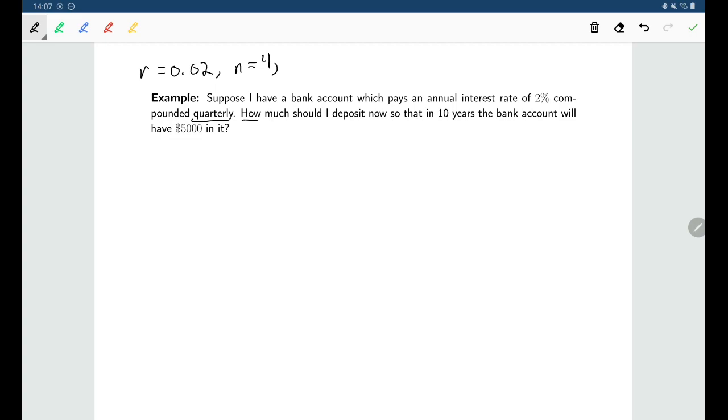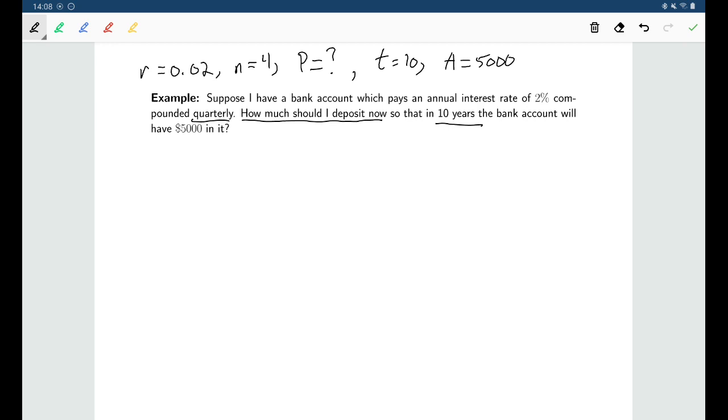We want to know how much should I deposit now. We want to know what is the principal. Remember, principal is the amount that we deposit now, and the amount A, that's our final amount that we'll have after, in this case, 10 years. So we know that T is 10, and we want our final amount of money to be 5,000. So now here we're looking for how much do I need to deposit now? What would my principal be to have my final amount A be 5,000?